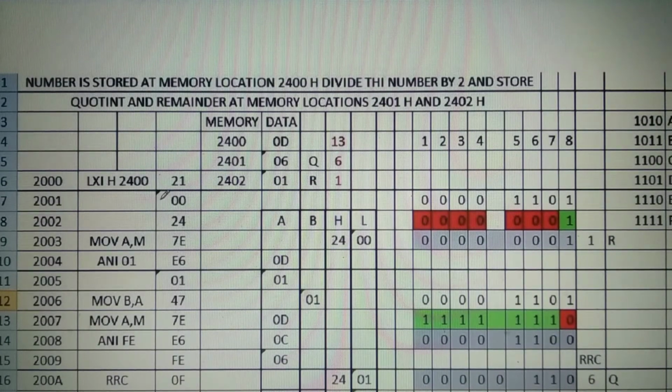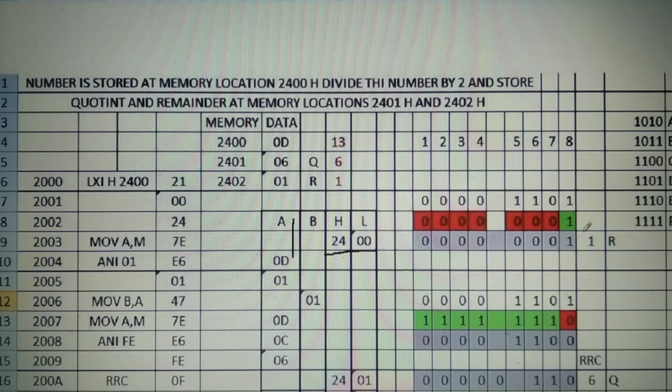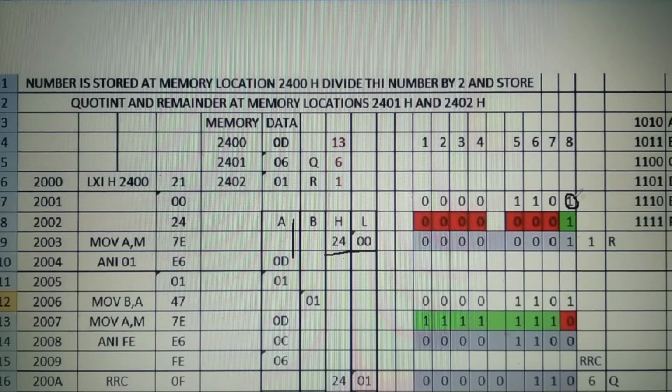Now write down the instructions. LXI H 2400, in HL you will get the number 2400. HL represents the memory. MOV A, M: the number 0D comes to the accumulator. ANI with 01, because the bits in red are not required and the bit which is required is the least significant bit. This one you will get as it is, it represents the remainder part.